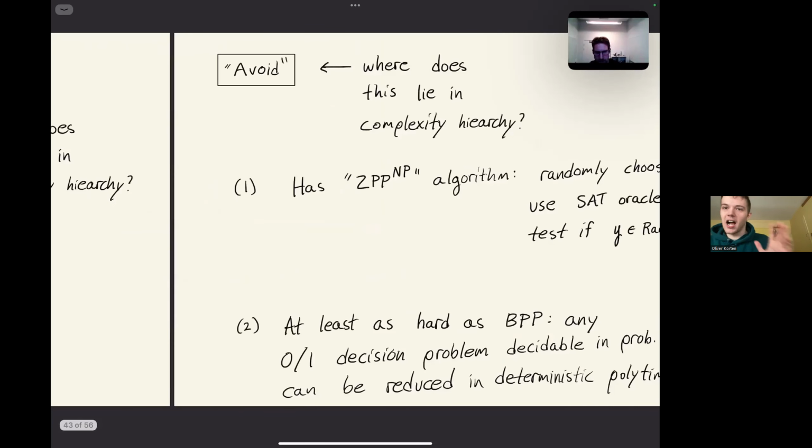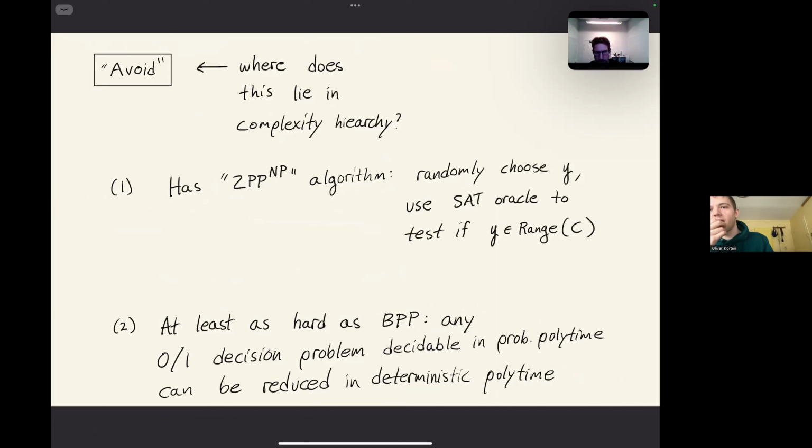So what can we actually concretely say about it? Well, in terms of upper bounds, the most precise thing we can say easily is that it has what's called a ZPP to the NP algorithm. So what do I mean by this? Well, we said before, if you just randomly choose a candidate solution, it's correct with high probability.